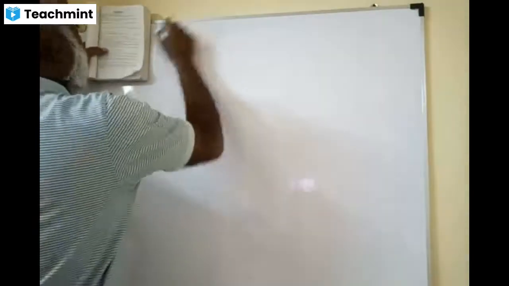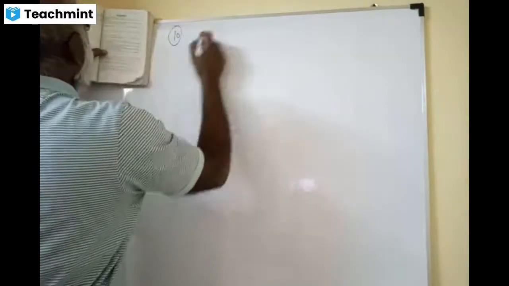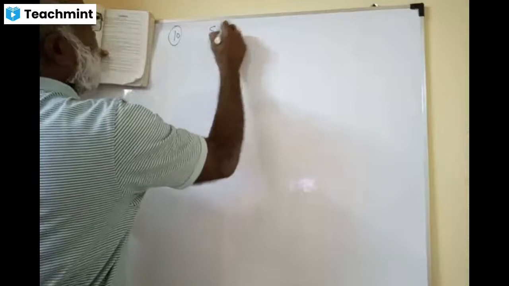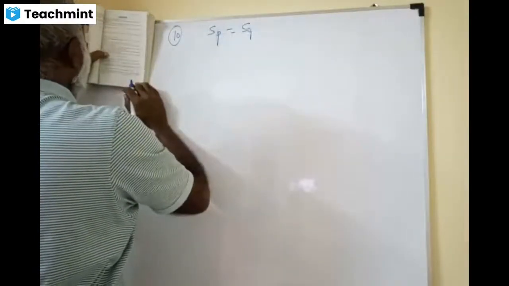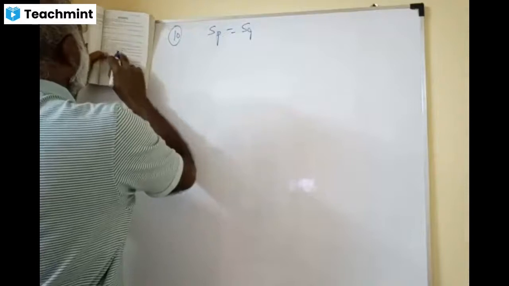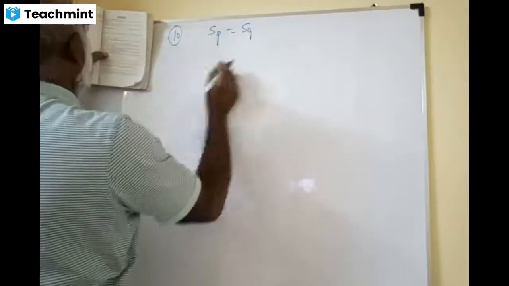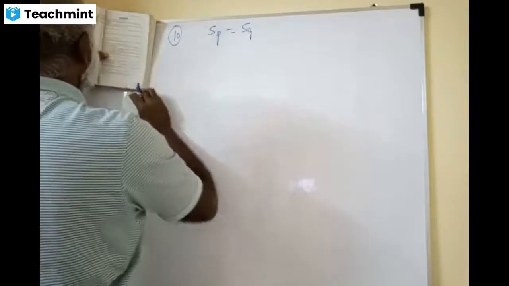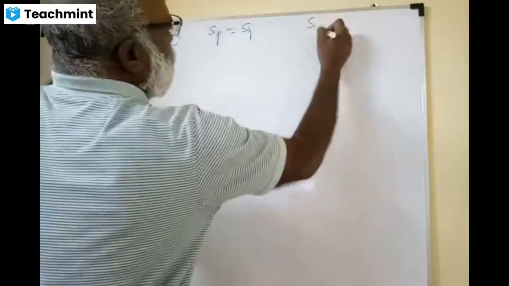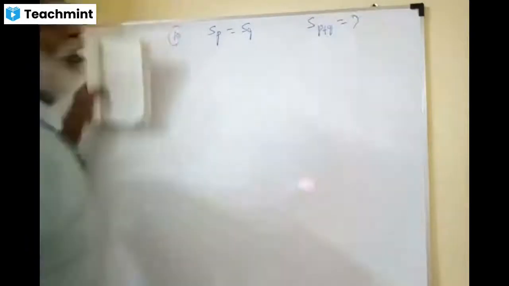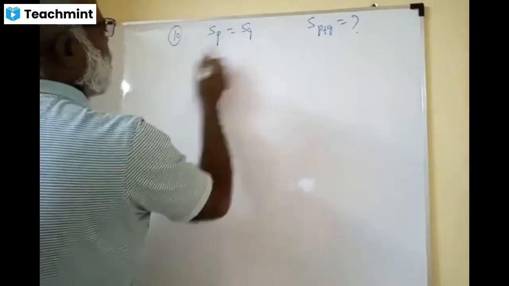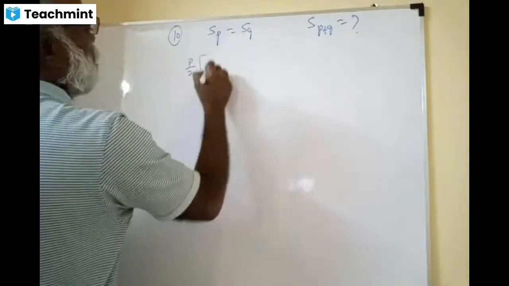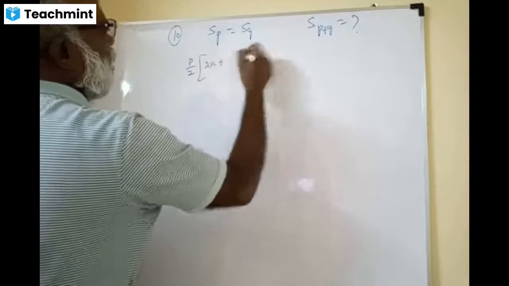Question number 10. Sum of p terms of an AP is equal to sum of q terms of the AP. Then find the sum of the first p plus q terms. It's a simple story. SP equal to SQ, let's call it P by 2 into 2A plus.